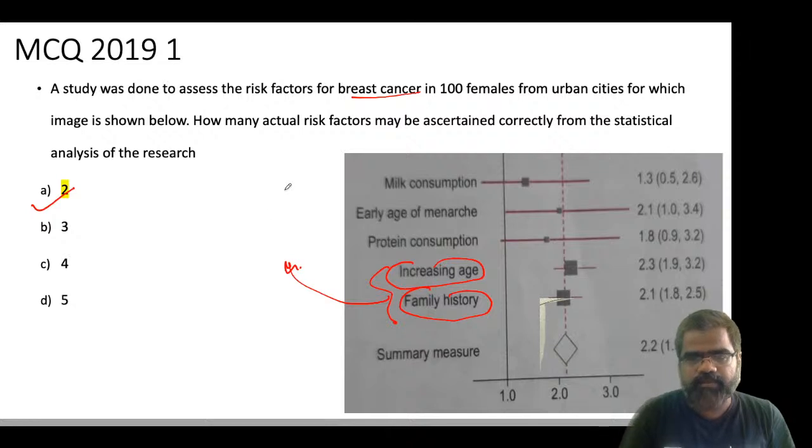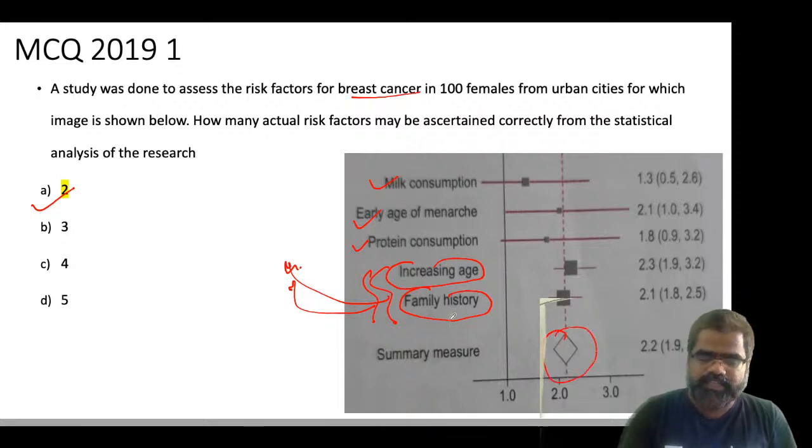Milk consumption touches the line of null effect, not significant. Early age of menarche touches the line, not significant. Protein consumption touches, not significant. The only things which are significant are these two. So this is about the forest plot, and this diamond shaped structure is the summary of overall studies.